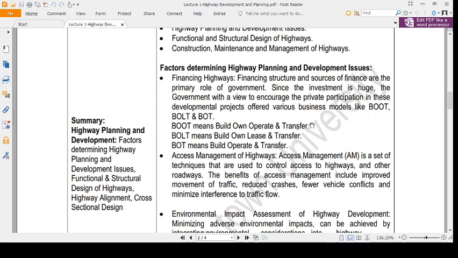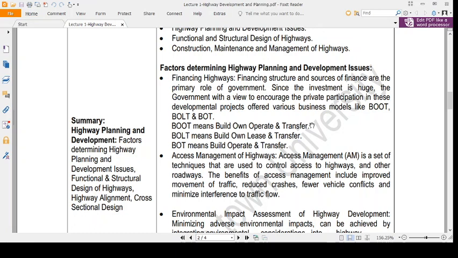After building the road, that private company will operate the road for some period of time. Within that period, they will operate and maintain the road, and for the cost they have incurred, they will levy some charges on the passengers who use that road, like a toll plaza and other things. After some years, basically 40 or 50 years, they will hand over that road to the government agencies.